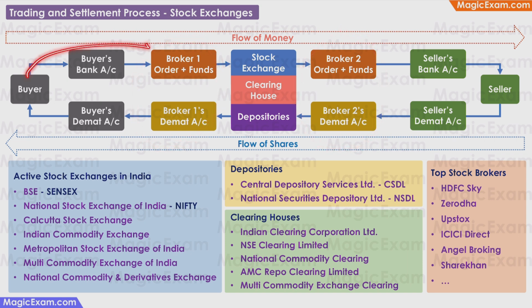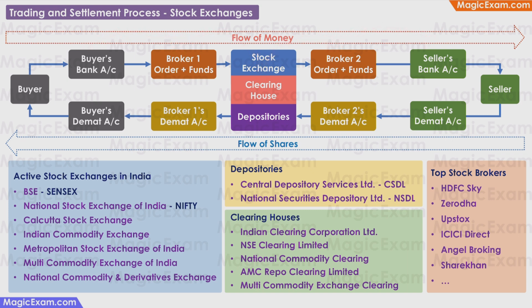The buyer places an order to buy shares through broker 1, and this order goes to the stock exchange. The stock exchange then matches this order with a selling order from broker 2 and connects the buyer and the seller. Once the trade is confirmed, the buyer's money flows from the buyer's account to broker 1's account and then to the clearinghouse and from there to broker 2's account, who then sends it to the seller's bank account.